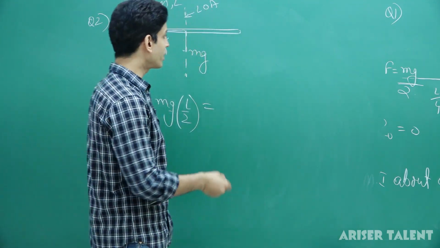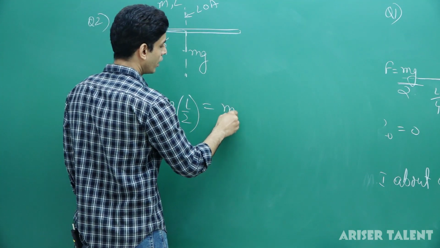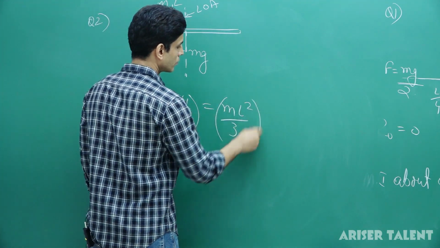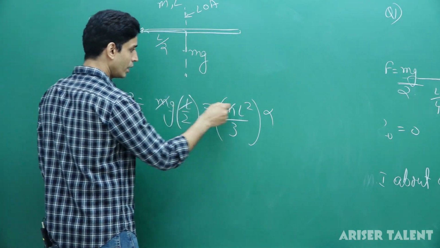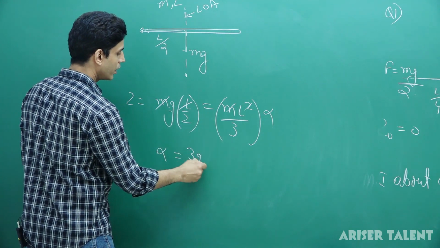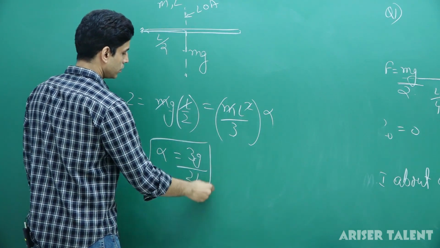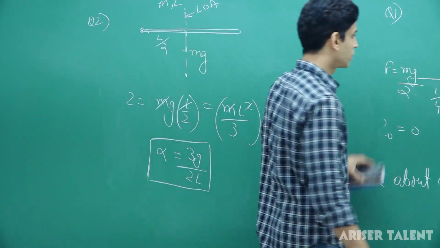Now the moment of inertia about this axis passing through one of the ends is mL square by 3, into alpha. Fine. m cancels, L and L cancel. So alpha comes out to be how much? 3g by 2L. Got it? One more similar type of question.